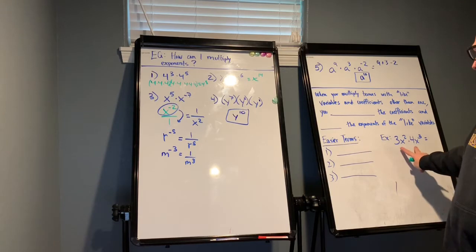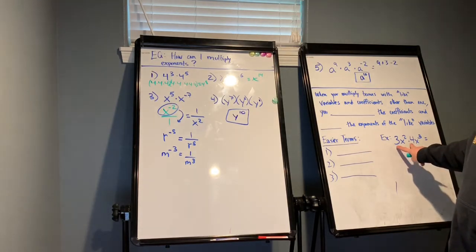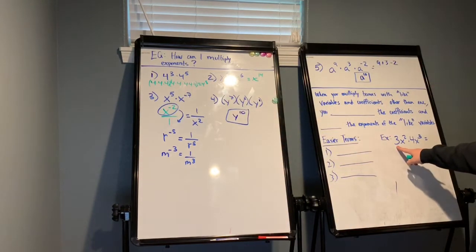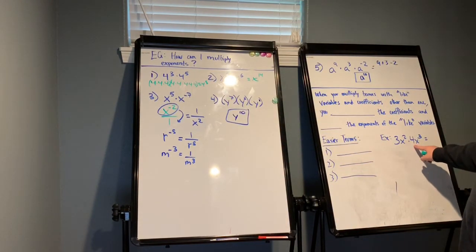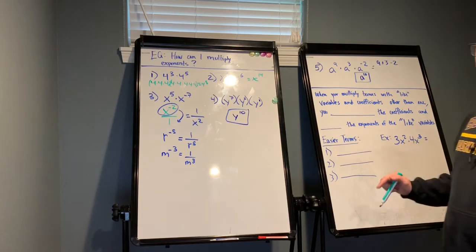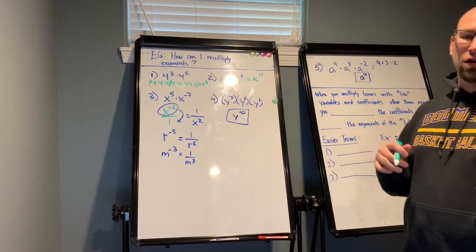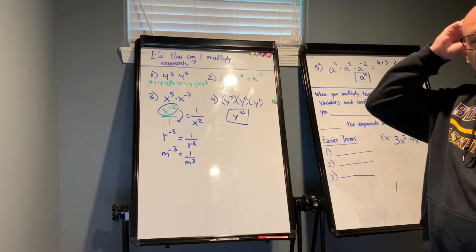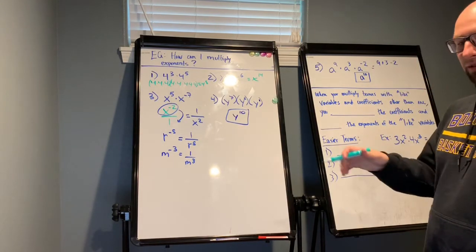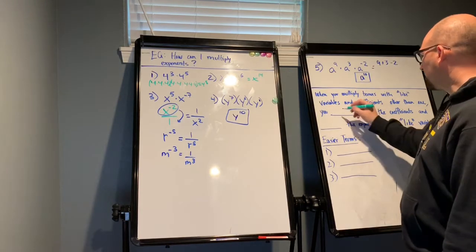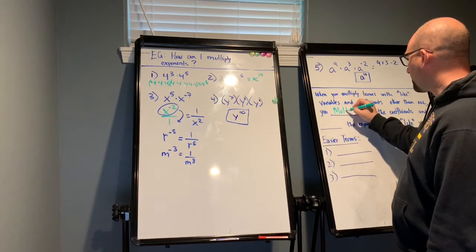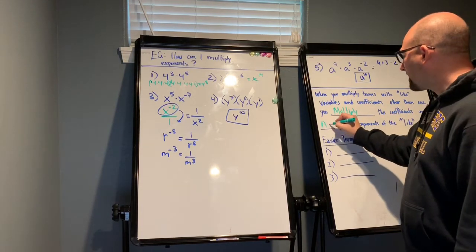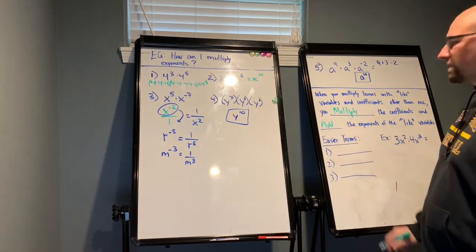The coefficient is the number before the variable. So this is just 1y, so the coefficient is 1. This is 3x, so the coefficient is 3. The coefficient here is 4. So you have a coefficient other than 1. What you do is you multiply the coefficients, and then add the exponents of the like variables.